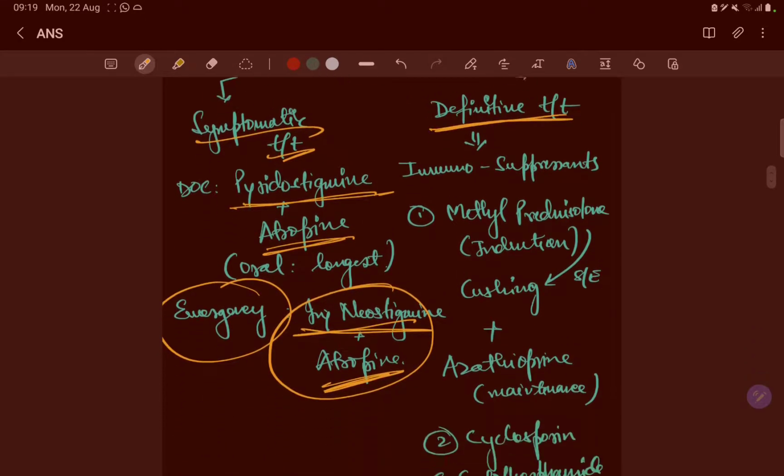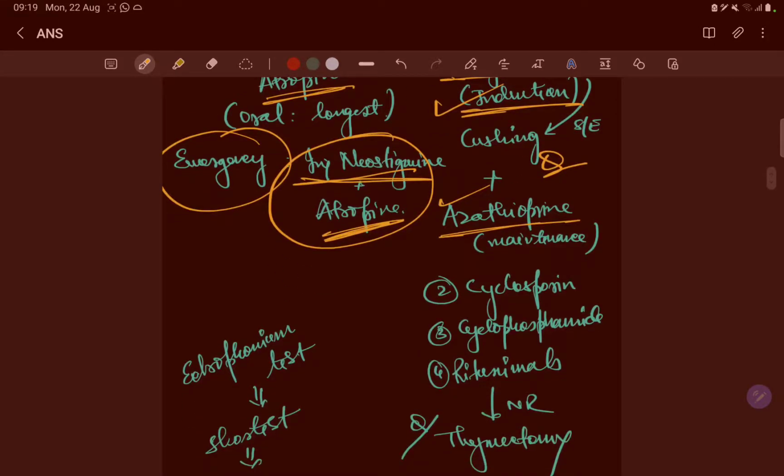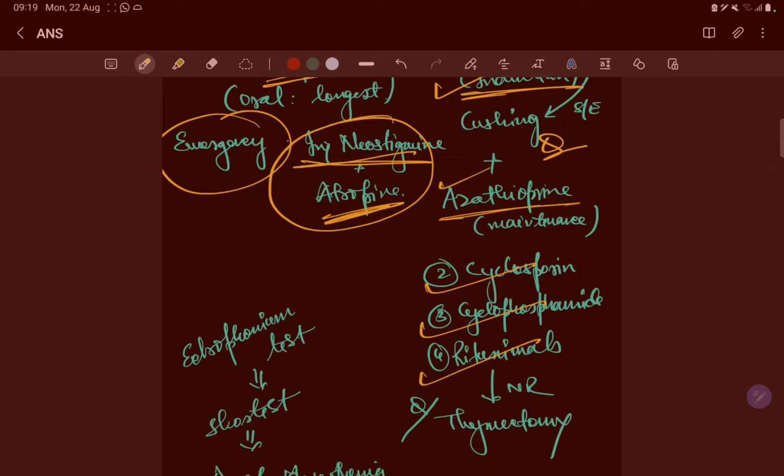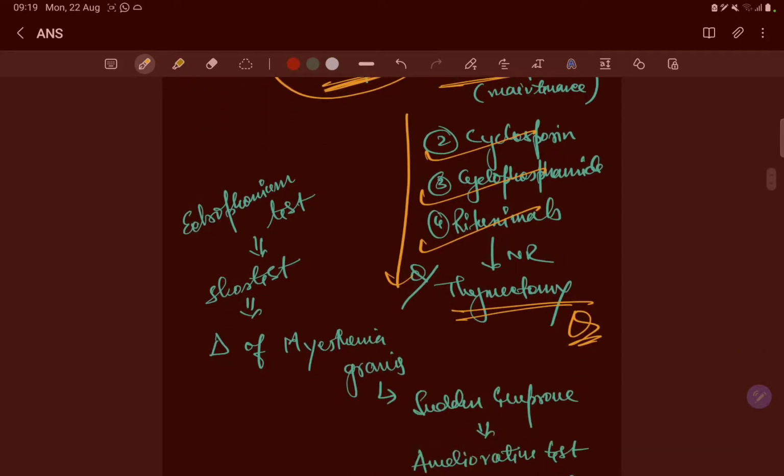The definitive treatment is immunosuppressants like methylprednisolone, whose side effect is Cushing syndrome, and azathioprine as a maintenance. The induction is done with methylprednisolone, and azathioprine is used in the definitive treatment of myasthenia gravis. Cyclosporine, cyclophosphamide, and rituximab can also be used. If there is no response to such treatment, thymectomy is the ultimate option.